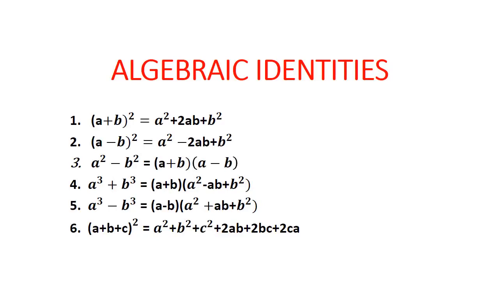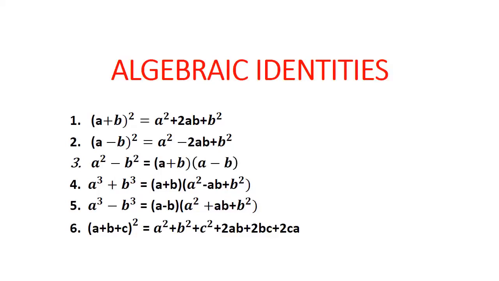Before starting the class, let us recall the identities we have learnt in the previous session. (a + b)² is equal to a² + 2ab + b². (a − b)² is equal to a² − 2ab + b². a² − b² is equal to (a + b)(a − b). a³ + b³ is equal to (a + b)(a² − ab + b²). a³ − b³ is equal to (a − b)(a² + ab + b²).